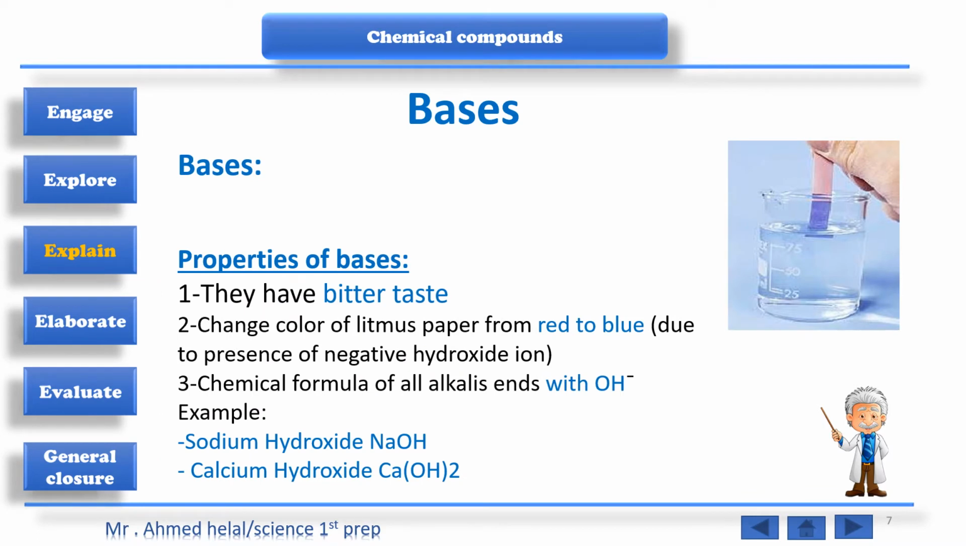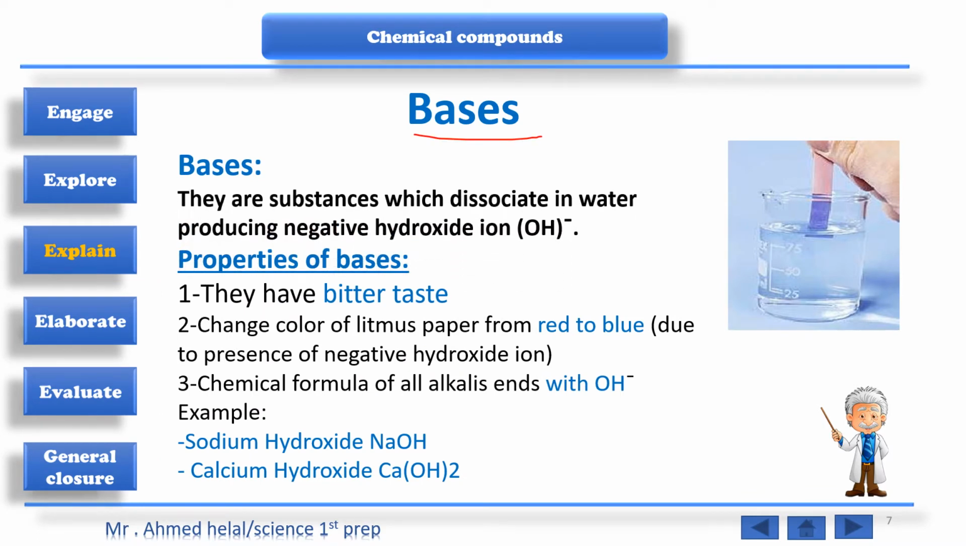And now we will talk about bases. What are bases? They are substances which dissociate in water, producing negative hydroxide ion, OH negative. So the difference between acids and bases: bases end with OH negative ions, and acids start with H positive ion.